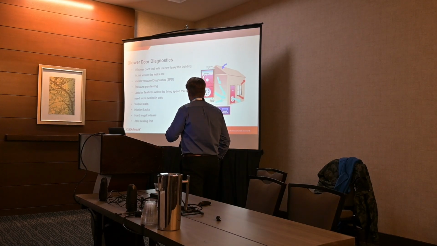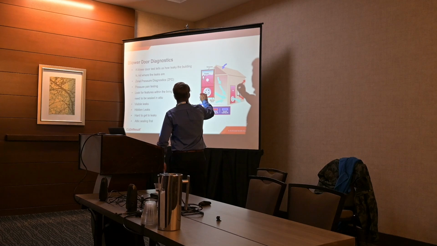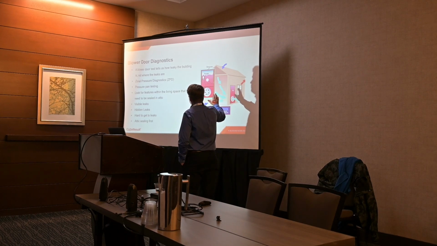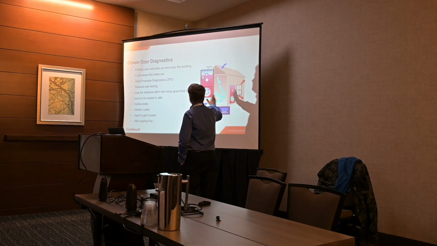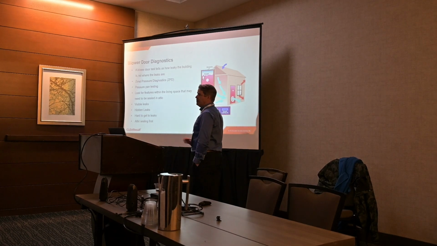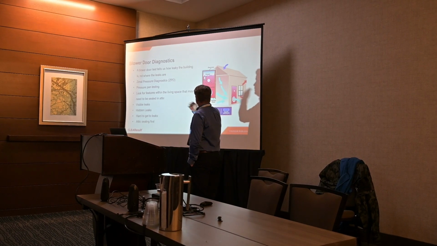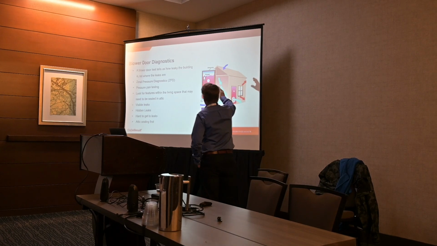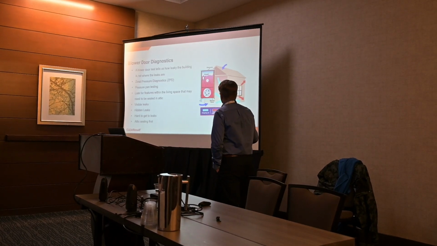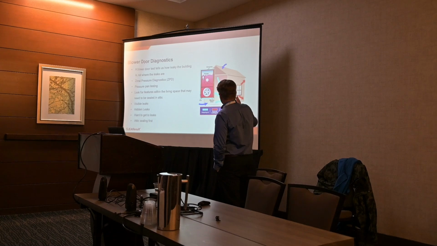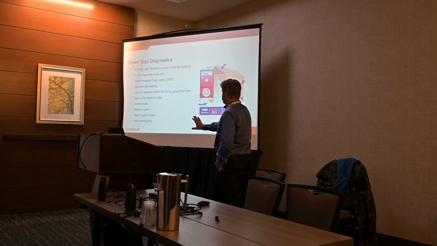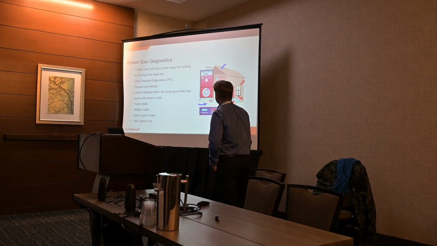Okay, so we want to do those zonal pressure diagnostics, figure out where is the primary pressure boundary, and make that as tight as we can, and then put as much insulation as we possibly can right up against it, right? Continuous and aligned. We can do pressure pan testing. We can do it on the duct system, and we can also do it on exterior walls and interior wall plates. I'm going to talk about that a little bit more in a few minutes.